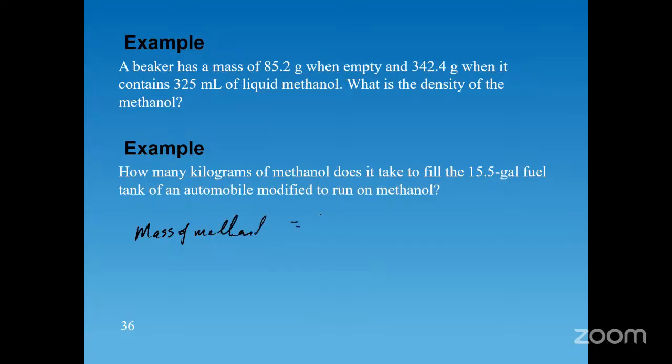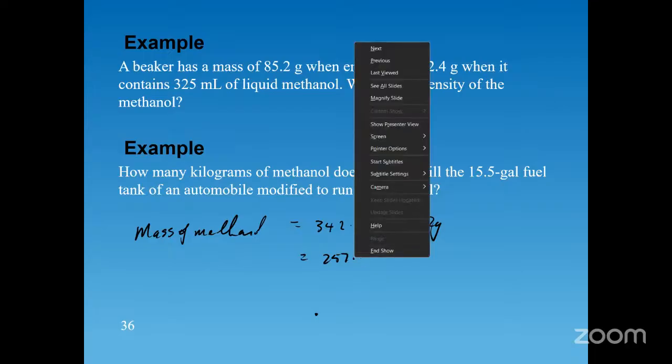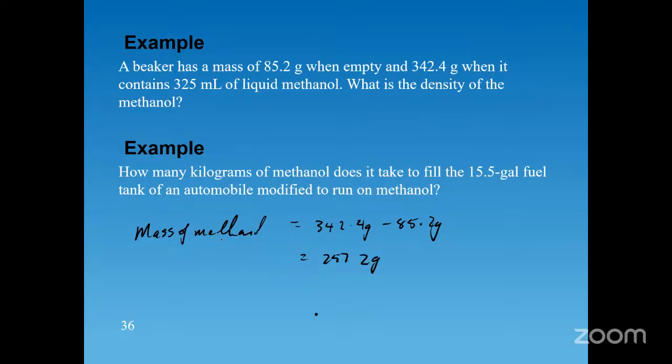is equal to the difference between 342.4 grams minus 85.2 grams. So when I do that calculation, 342.4 minus 85.2, and I got 257.2 grams, all right? So that's the mass.